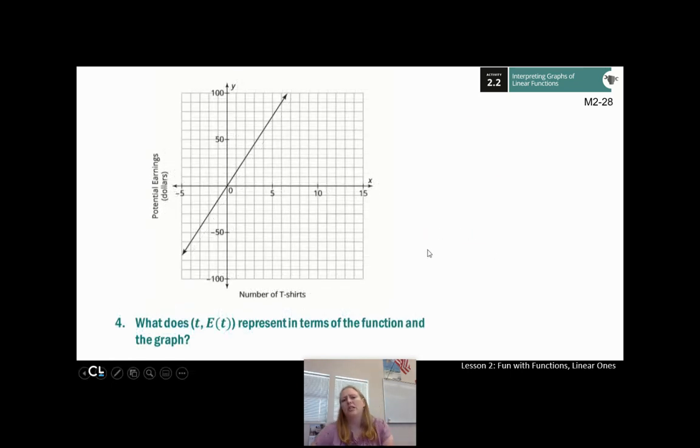So what do these things represent in terms of the graph? What's t? What's e of t? What does it mean in terms of the function? What are those things? And what does it mean in terms of our graph? Go ahead and hit pause. Just jot down your thoughts on what those things are. Hit play when you're ready to check your work.